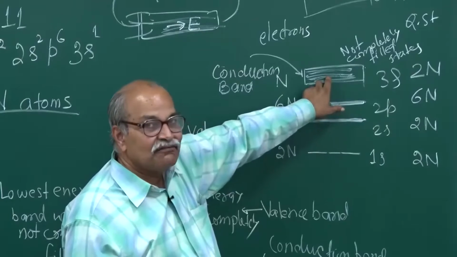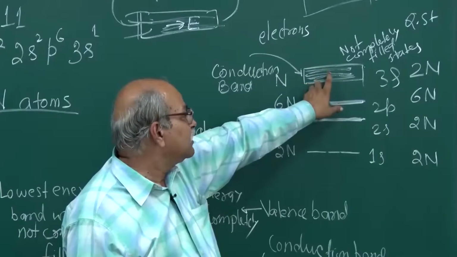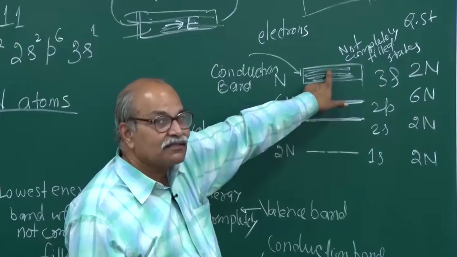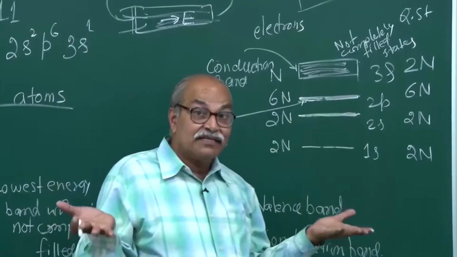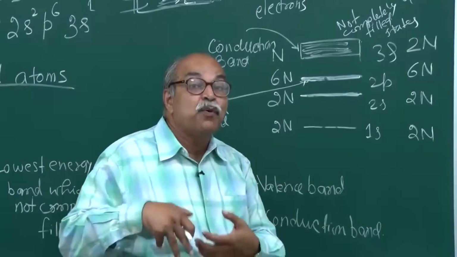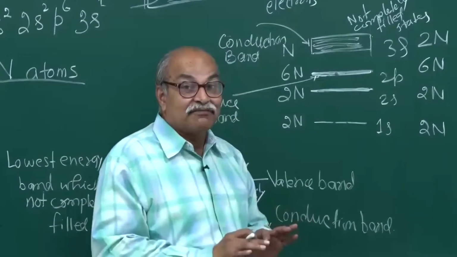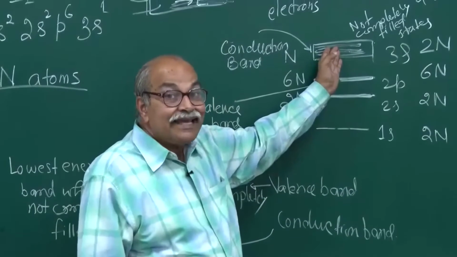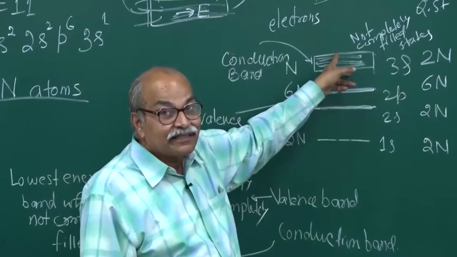But here you have lots of empty quantum states. So if a particular electron takes up that energy and goes to a quantum state with a little more energy, that quantum state is available, and therefore the electron can respond to the electric field, it can be accelerated by the electric field, it can move. So that is how these electrons take part in conduction, and therefore this whole band is known as the conduction band.